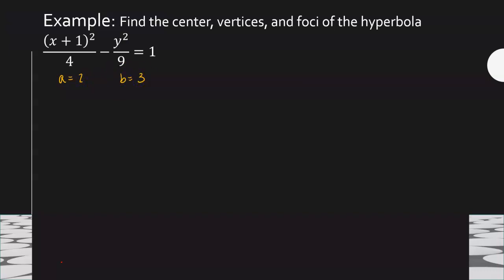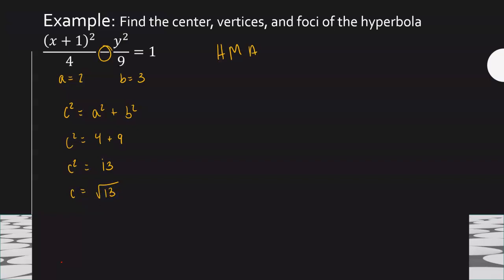And again, since that a value is under the x, it means that we're going to have a horizontal major axis, or a horizontal focal axis, however you want to think of it. Next, I'm going to find out what my c value is. So to find c, remember, since this is minus, it's going to be a squared plus b squared, or in this situation, 4 plus 9, which would be 13. So that tells me that c would be plus or minus square root of 13. I'm just going to write it as square root of 13.